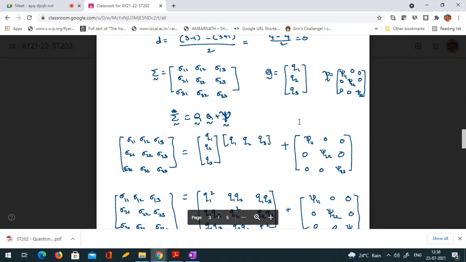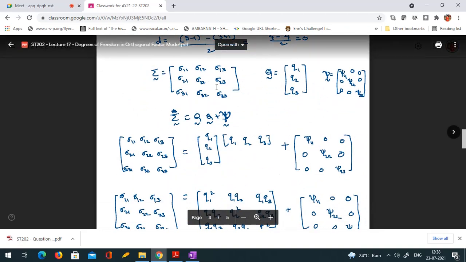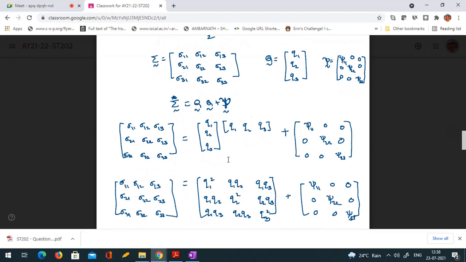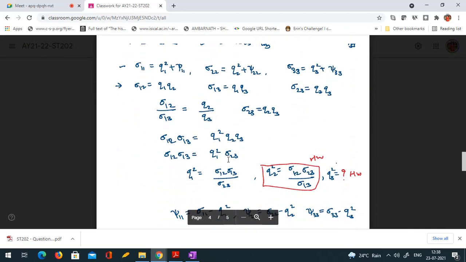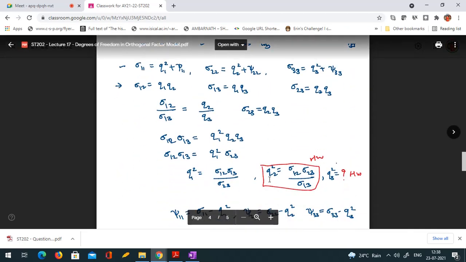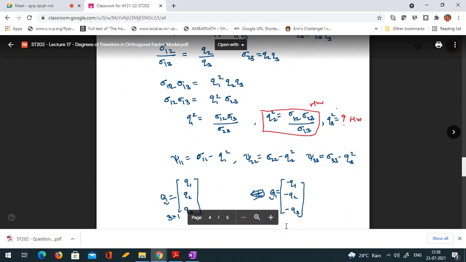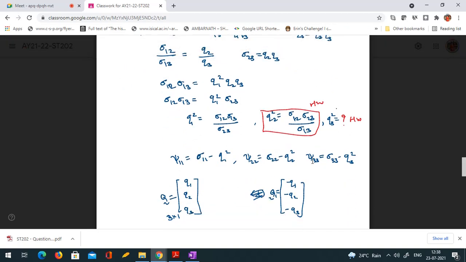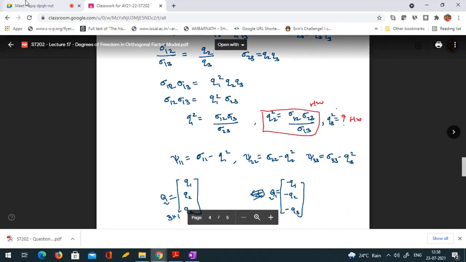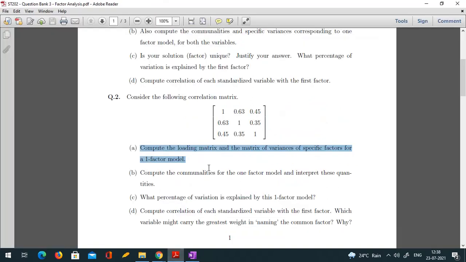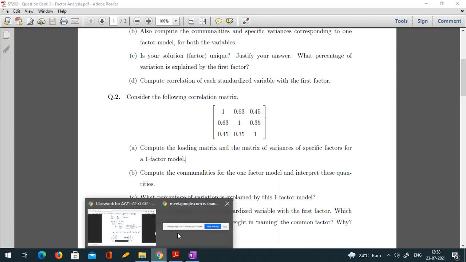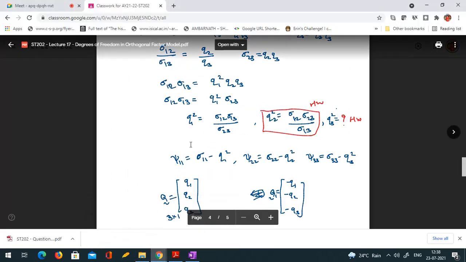See, this is what I mean. When there is a unique solution, you can actually solve the arithmetic equations, and we get this formula for q1 square, q2 square, q3 square, and then using that, psi 11, psi 22, psi 33. So that's what I mean in part A here. That's why I have not mentioned PCA here. So in part A, you are supposed to use these formulae. Is it clear now?